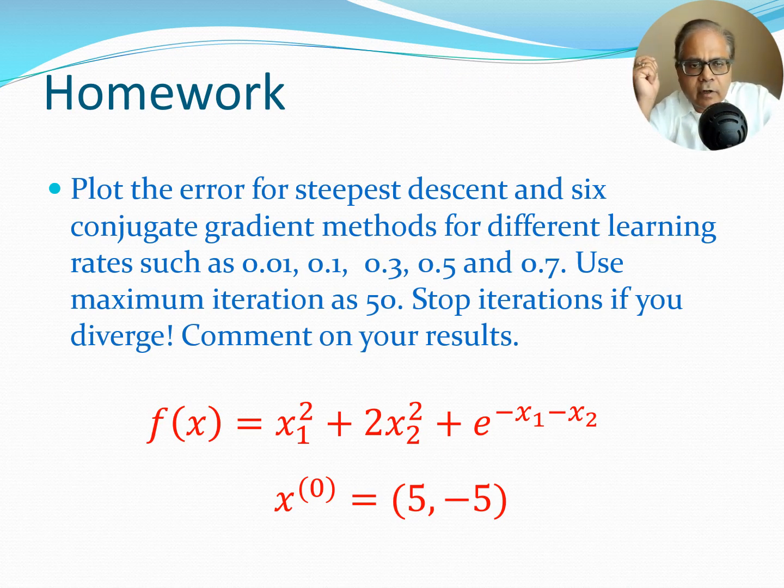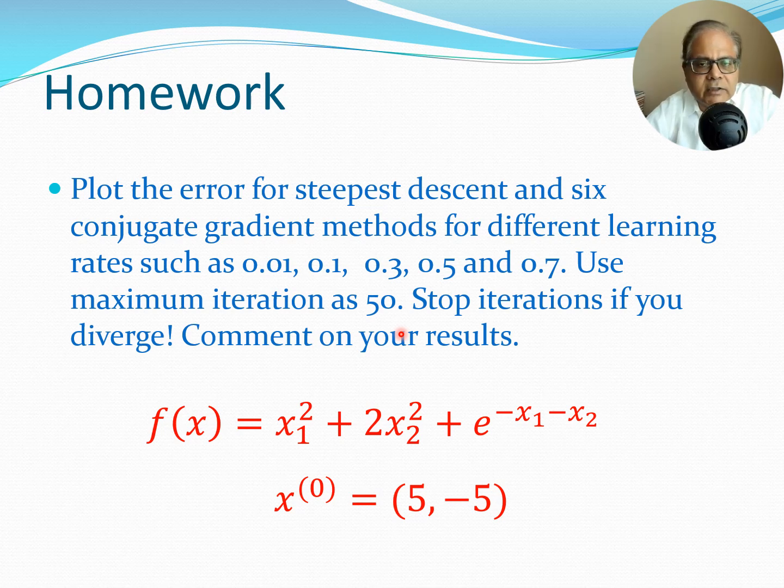So for a homework project, you can not only look at what I have done, but also look at the different conjugate methods which we have studied in our previous lectures, and look at different learning rates such as 0.01 all the way to 0.7 and see what happens. And instead of stopping at just a maximum iteration of 10, which I have used here because I wanted to fit all that data within the slides, you can go up to 50, for example, and see how things go.